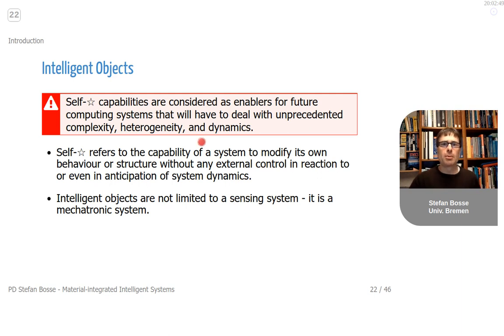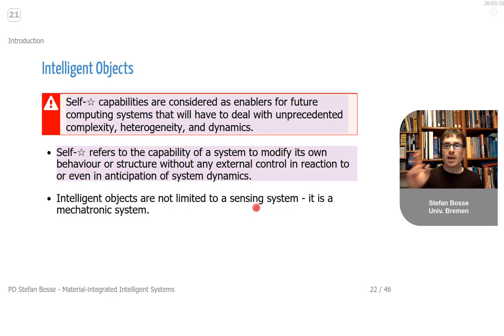So self-star capabilities are considered as enablers for future computing systems that will have to deal, that means learning technical systems, with unprecedented complexity, heterogeneity, and dynamics. So self-star refers to the capability of a system to modify its own behavior or structure without any external control in reaction to, or even an anticipation of, system dynamics.